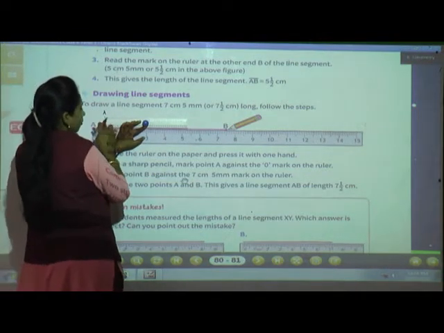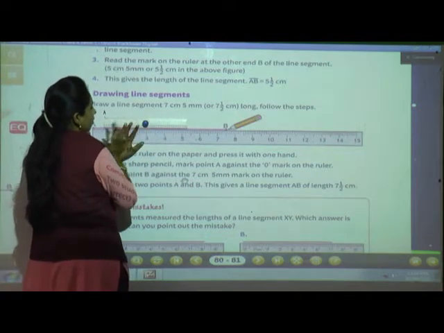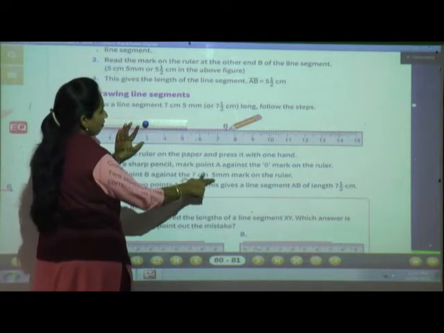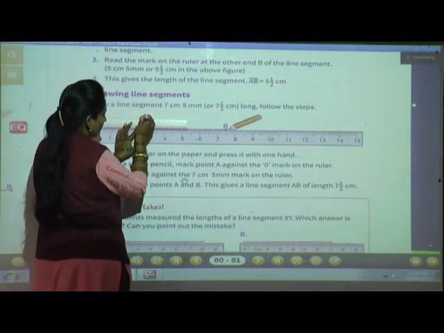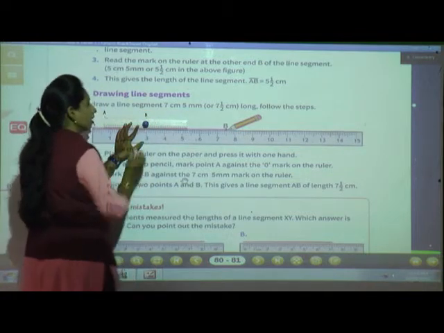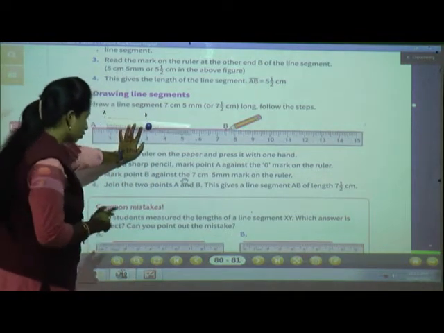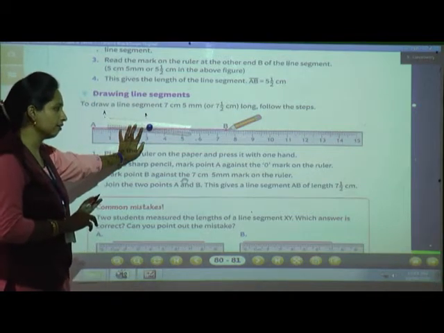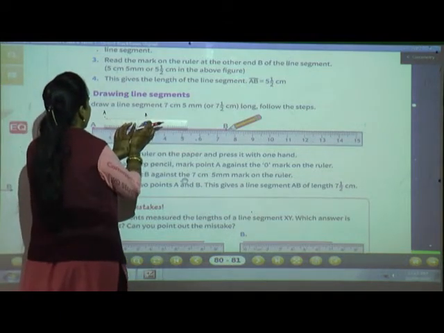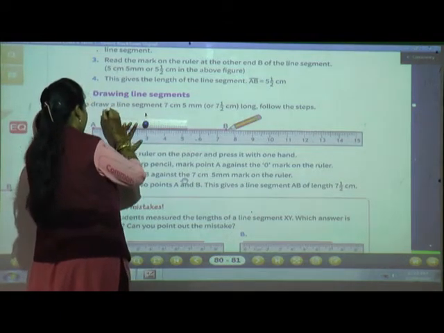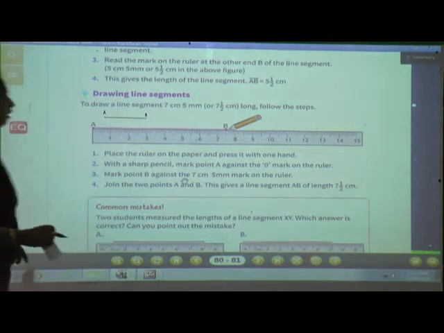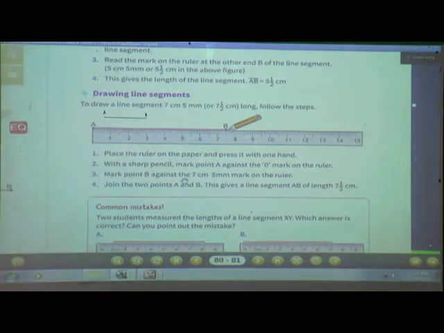Now see, I'll go with this scale measurement. Where is my 7? Here. Okay, 7, after how much? 5 mm. So 5 mm till here. I have to give one more point and name it B. Then join the 2 points A and B, and this gives a line segment AB of length 7.5 centimeter. Keep the scale as it is and draw one nice straight line. Okay, I'll show you here also.